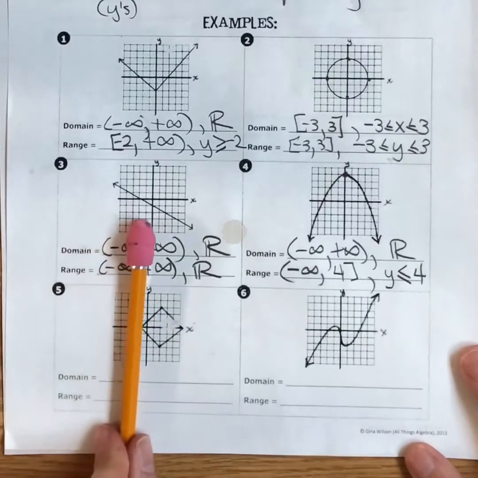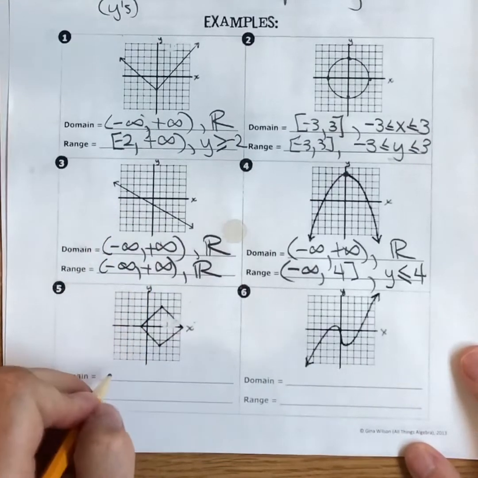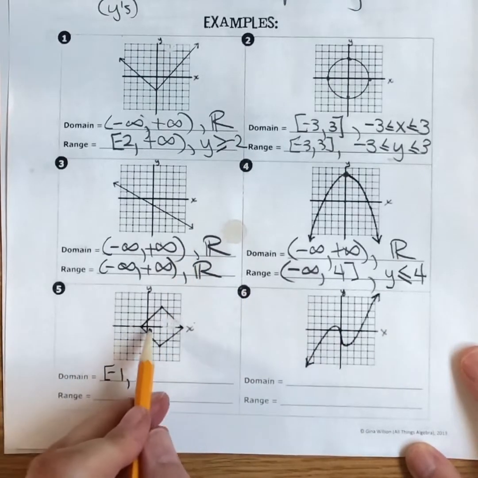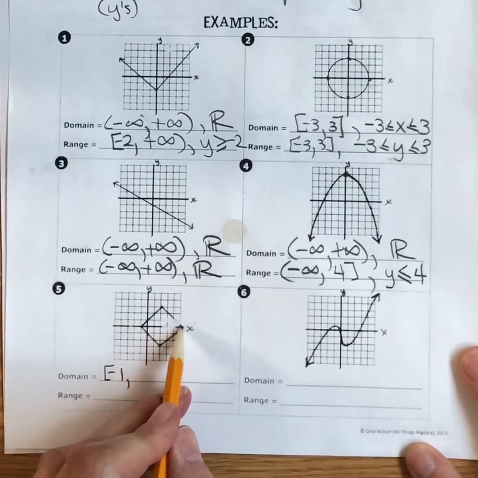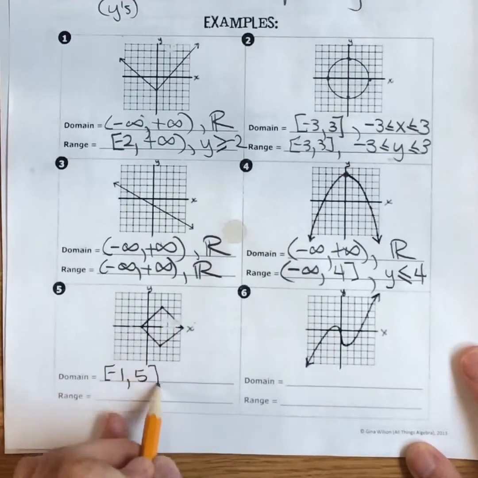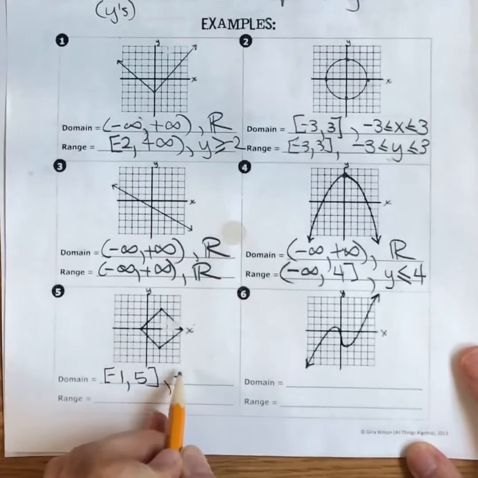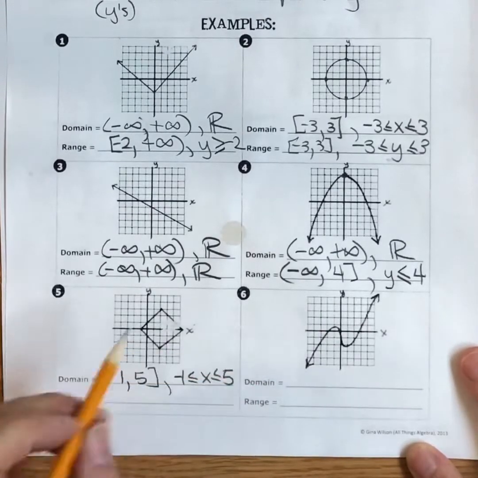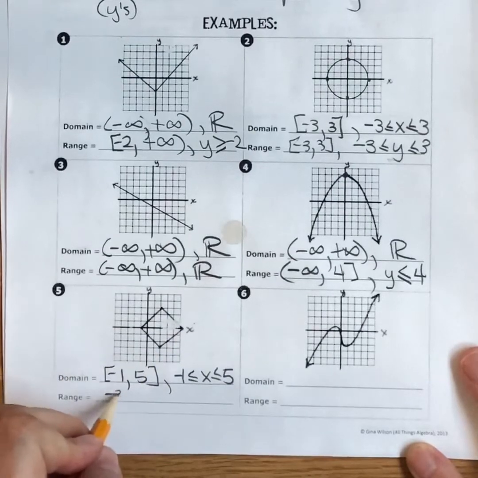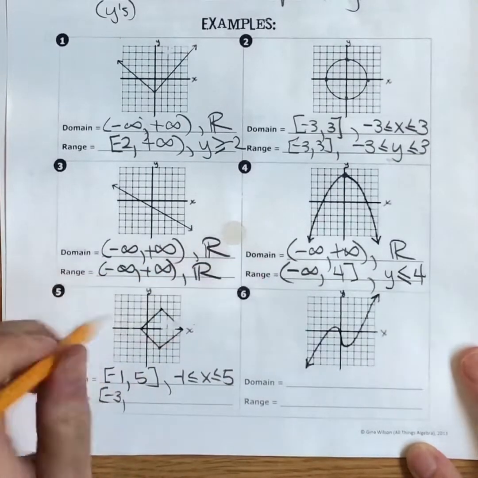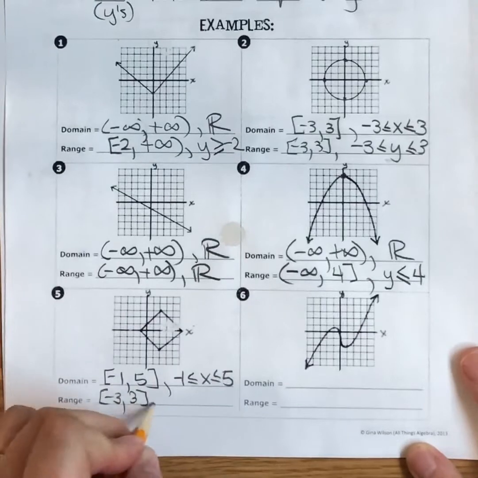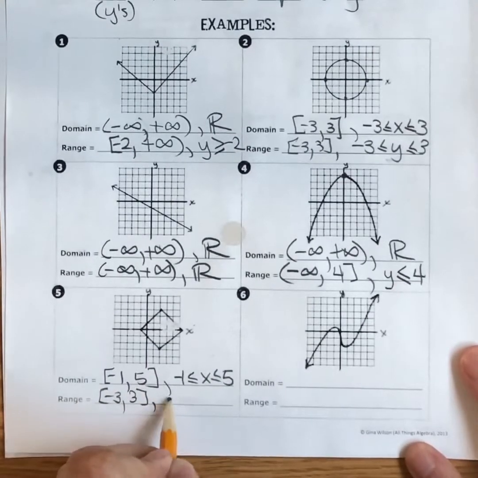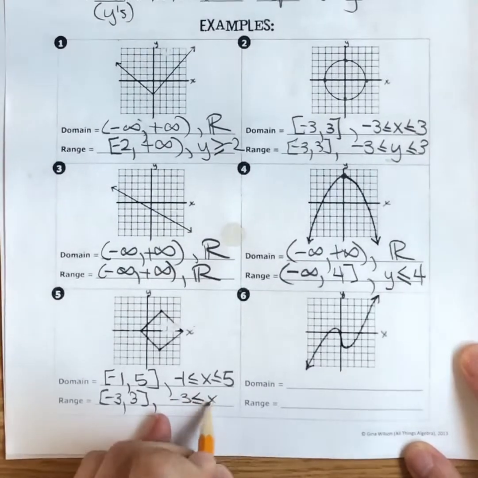Now number 5, I scan from the left, I hit -1. I scan from the right, I hit, what is it, 1, 2, 3, 4, 5. So positive 5, I know that's a less than sandwich, so it's -1 less than or equal to x, less than or equal to 5. From the bottom, I hit -3 on the y, and on the top I hit positive 3 on the y. I do my less than sandwich because there's no infinities whatsoever. So I have -3 is less than or equal to y is less than or equal to 3.